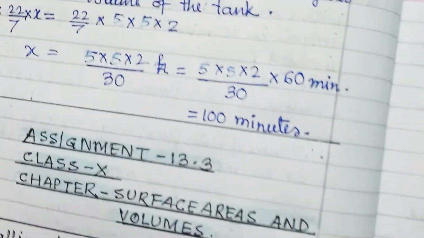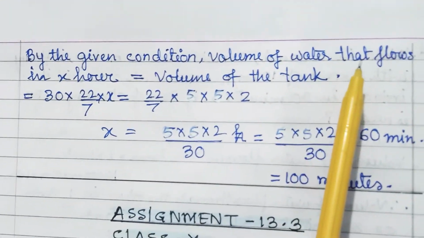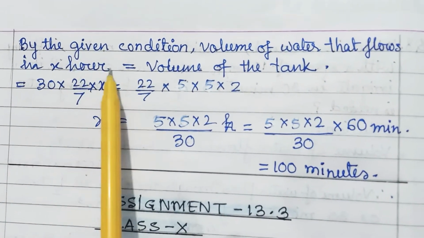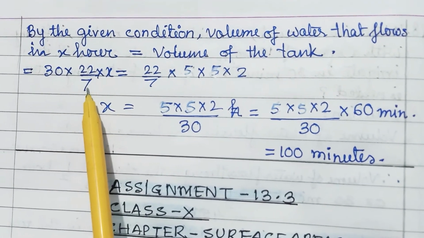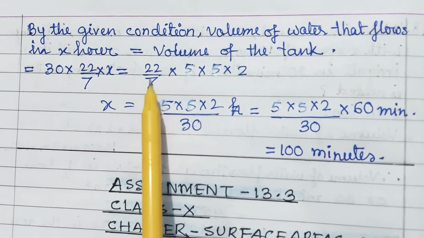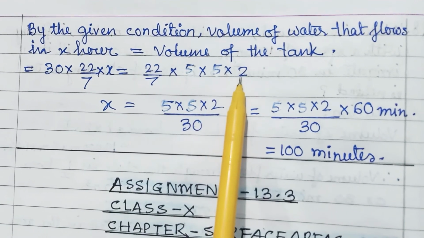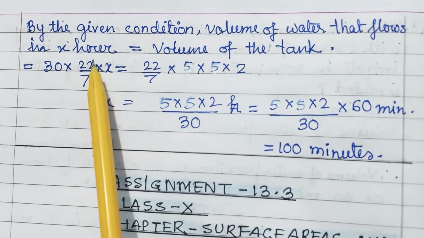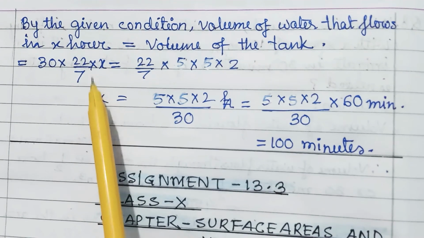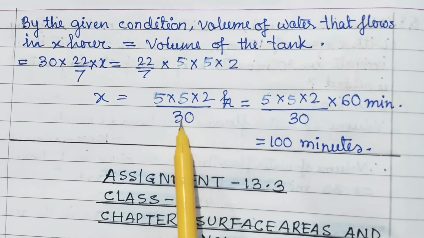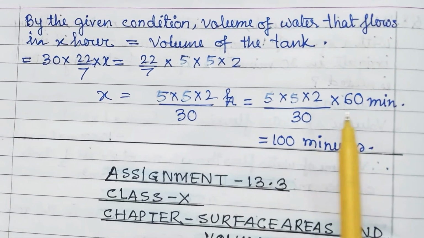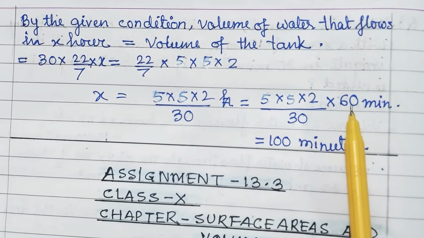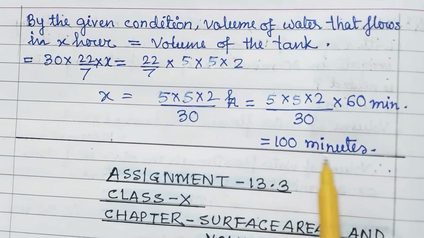Now by the given condition, the volume of water that flows in x hours is equal to the volume of the tank. So 30 into 22 upon 7 into x is equal to 22 upon 7 into 5 into 5 into 2. Pi will cancel. So x is equal to 5 into 5 into 2 upon 30. That is in hours. We have to change it into minutes by multiplying by 60. So it is equal to 100 minutes.